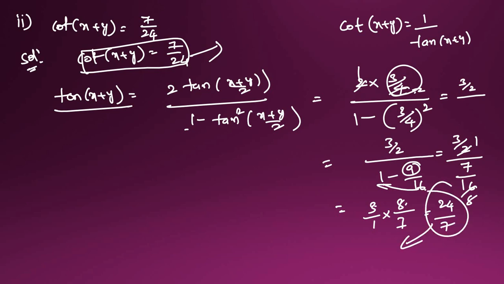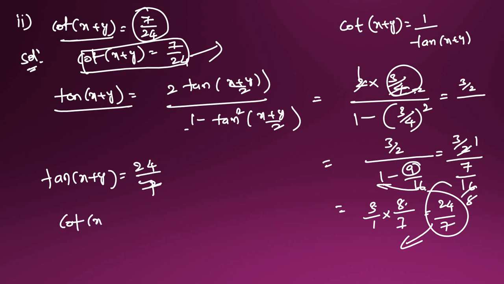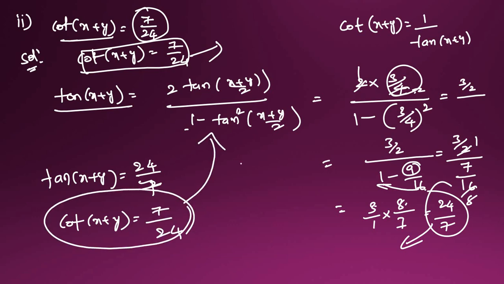What is he asking us to find? Here he is asking us cot of x plus y is equal to 7 by 24, but we got tan of x plus y is equal to 24 by 7. If we reverse it, the cot of x plus y is equal to 7 by 24 will come here. So this is the given question solution here. Now moving to the next question.